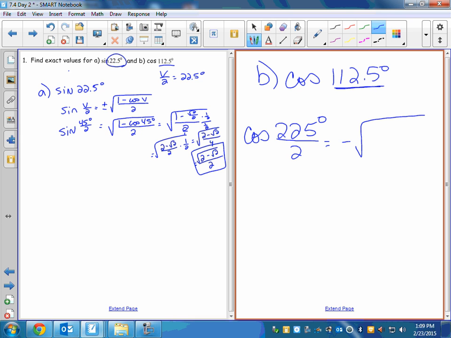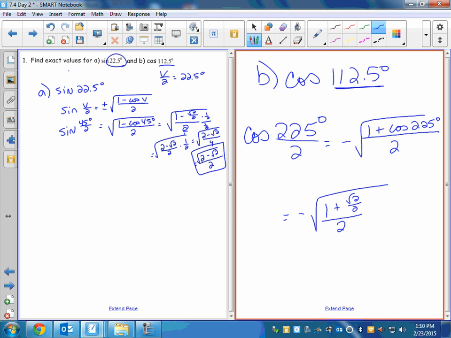And then for cosine, it's 1 plus cosine of that doubled angle, which would be 225, all over 2. And then again, it becomes simplifying again. So is that going to be 1 plus the square root of 2 over 2? Which is going to be very similar to that other answer over there. Do you agree with that? It almost is testing your algebra skills as much as it's testing your trig skills on this.